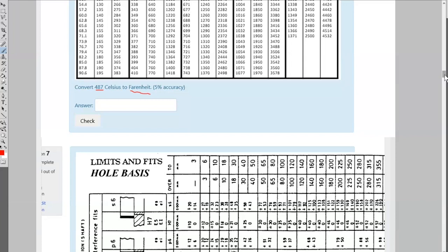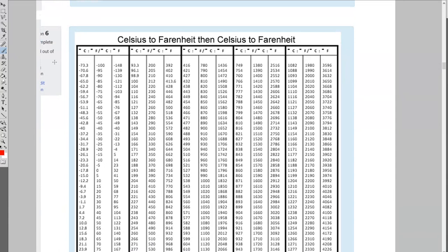So we just look for a Celsius degree in the Celsius column, starting at minus 73, and go to Fahrenheit. So what's all this mean? Celsius, Celsius, Fahrenheit, Celsius, Fahrenheit. So if I have minus 73 Celsius, it's minus 100 Fahrenheit. But if I have minus 100 Celsius, that's minus 148 Fahrenheit. Don't know why that did that. Just to make it confusing, I guess. So just use the first two rows.